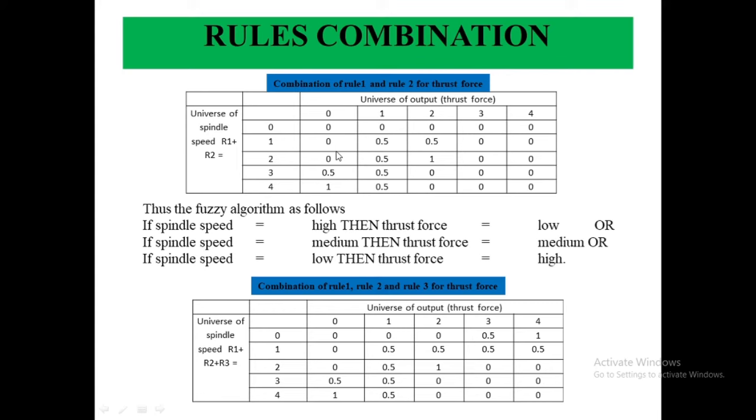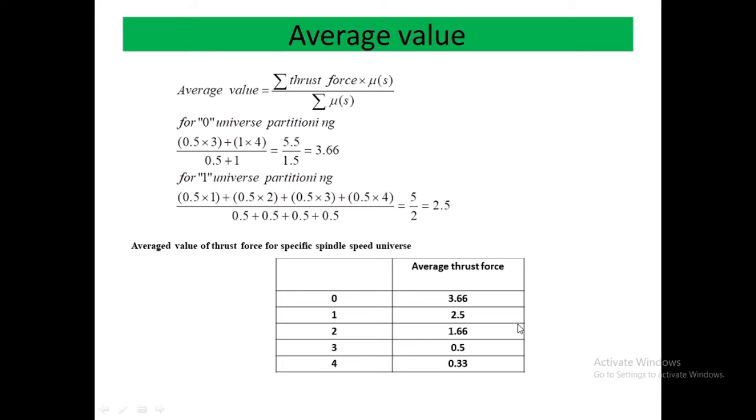After that, the combination of rule 1, rule 2 and rule 3 for thrust force: because of our fuzzy algorithms, we utilize the logic function OR, so that we combine rule 1, rule 2 and rule 3 for thrust force. Finally, we got the table like this. After that, the next step is I will find the average value.